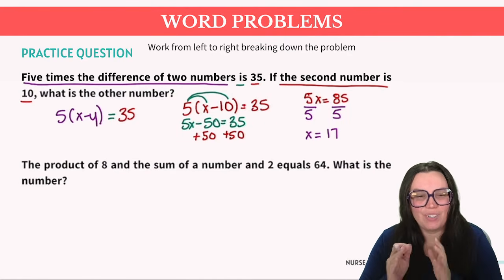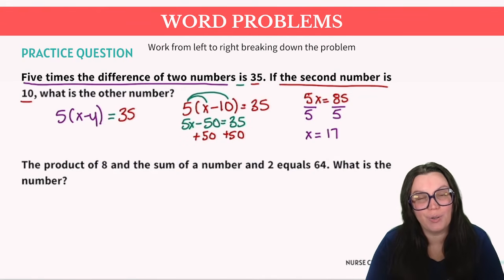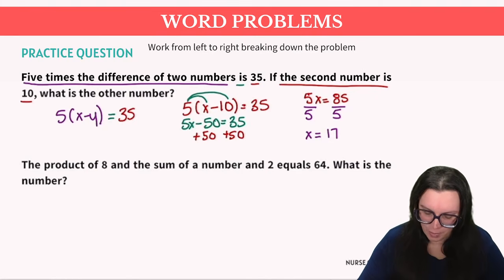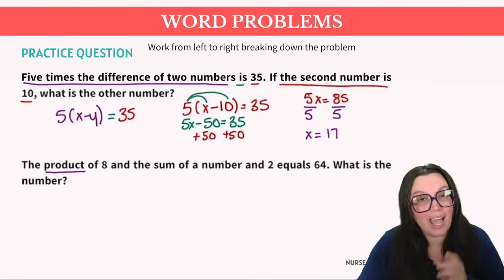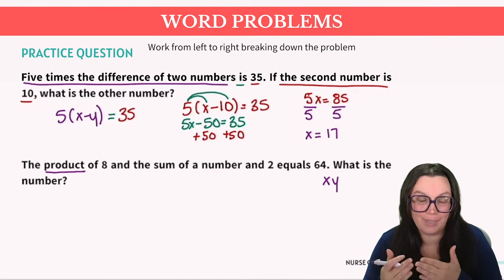Not too bad. So our next question states: the product of 8 and the sum of a number and 2 equals 64. What is our number? So let's break this down working left to right. The first thing we have is the word product. As we know, product is going to be our x and our y multiplied together.